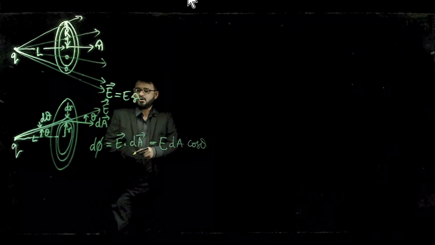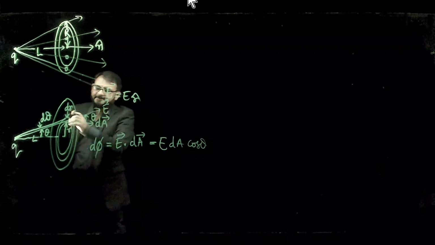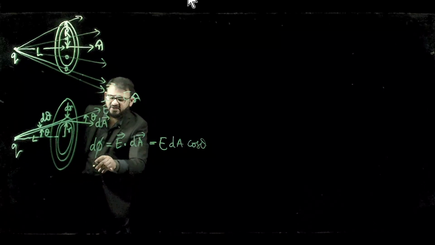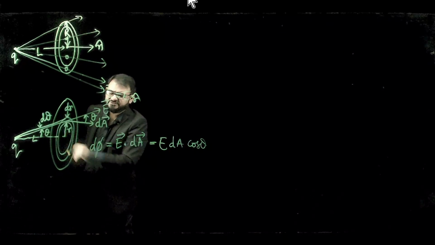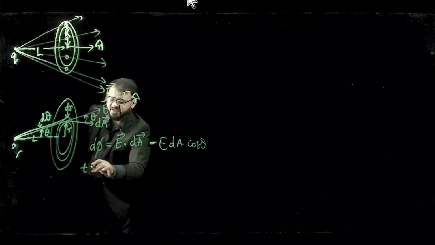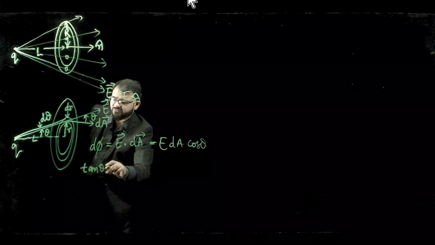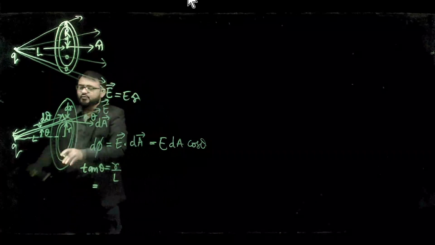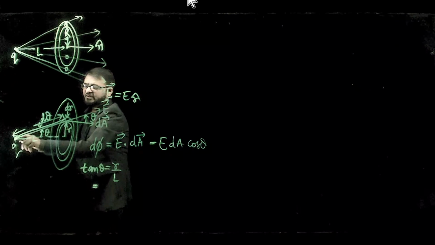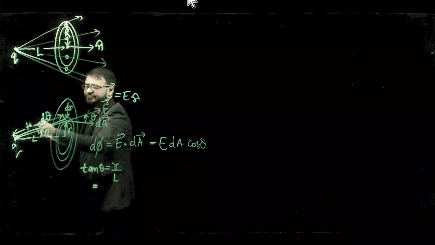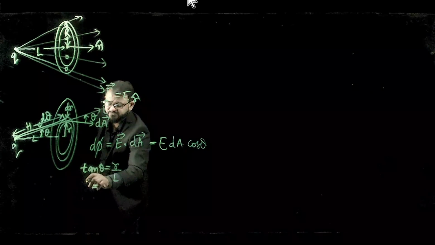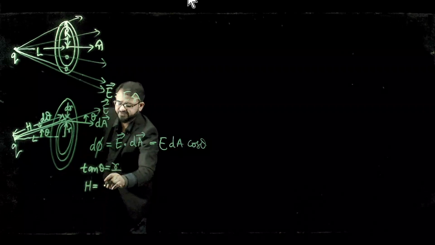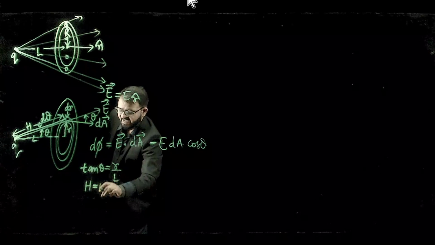Now, the next thing is, we know L, so we can write some basic definitions from this geometry. First, tan theta is equal to R by L. Let us suppose this length from the charge Q to the edge of the ring is h. Now this h we can write down as h is equal to L sec theta.